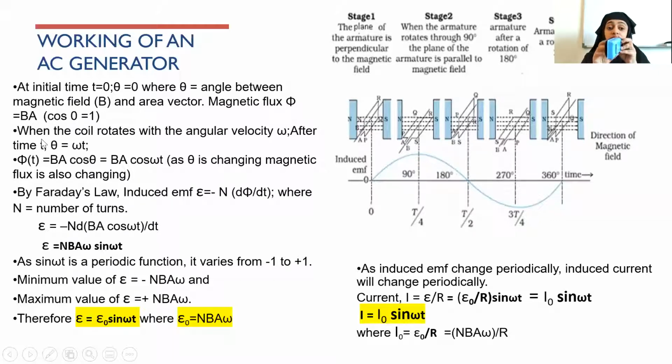Now when the coil rotates with an angular velocity omega, have you heard of angular velocity? Yes. Any rotating thing will have an angular velocity. And what is theta? If omega is angular velocity, what is theta? Theta is the angular displacement. So when a body rotates, what is changing? Its angle is changing. So we call theta the angular displacement.